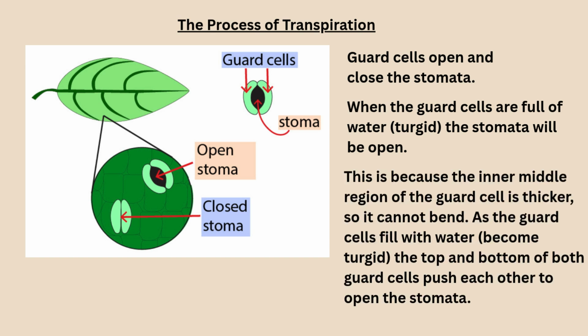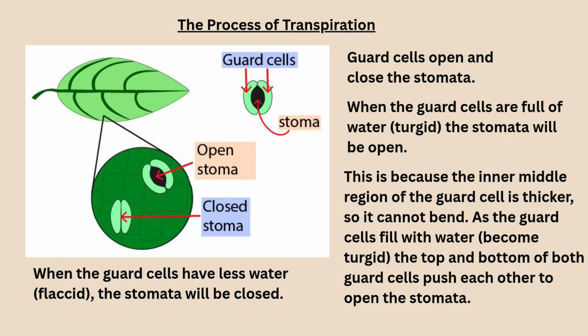This is because the inner middle region of a guard cell is thicker, so it cannot bend. As the guard cells fill with water, so they become turgid, the top and bottom of both guard cells push each other to open the stomata. When the guard cells have less water, so they are flaccid, the stomata will be closed.